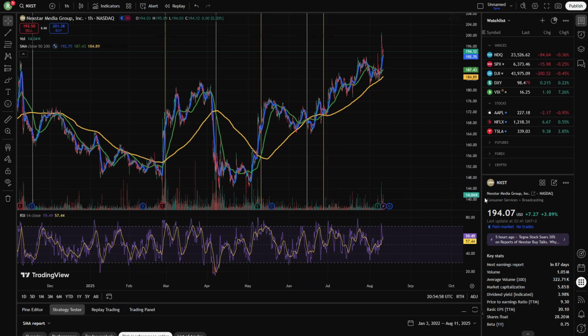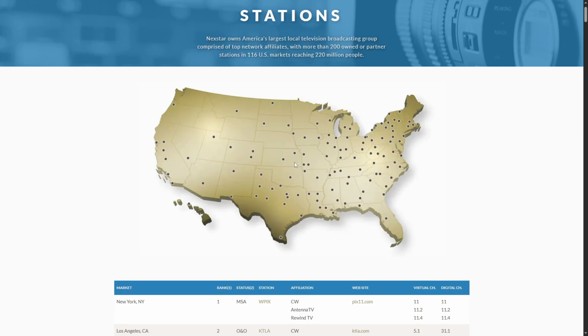Now, if you don't know what Nexstar Media Group is, they're in broadcasting, as you can see right here, which is radio and TV. As you can see on this map, this is every station they have, both radio and TV, and they are one of the largest in the USA. They recently offered to buy a competitor called Tegna, which is also the reason I think they're quite interesting, because in a business like this, we want volume. If a company wants to buy ads, it is better to have more and more stations, and then you can be better at bargaining and get a better deal.